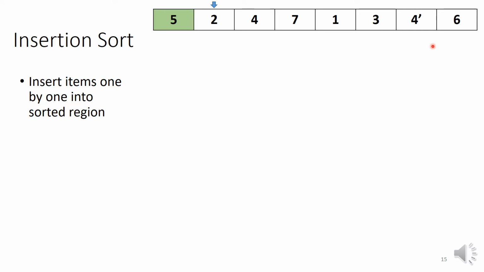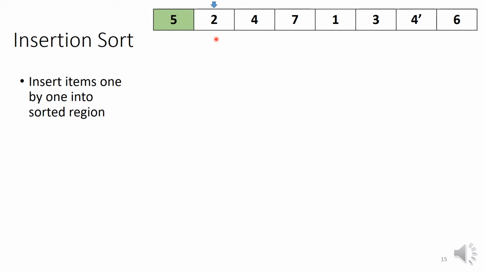Insertion algorithm works by maintaining a sorted region at one end of the array, here in the front. Initially, the sorted region only contains the first element. Each time, we take the first element after the sorted region and insert it into the sorted region. After the insertion, the sorted region grows by one element but remains sorted.